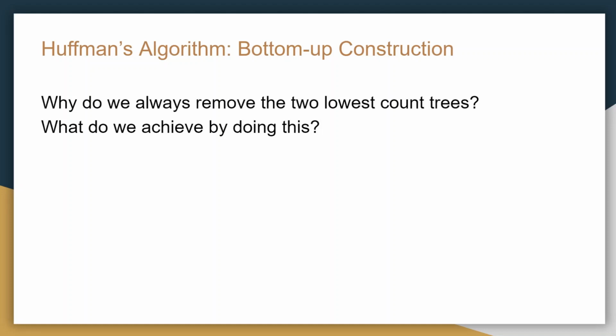Okay, so we're using this bottom-up construction. Why do we always remove the two lowest count trees, and what do we achieve by doing this?